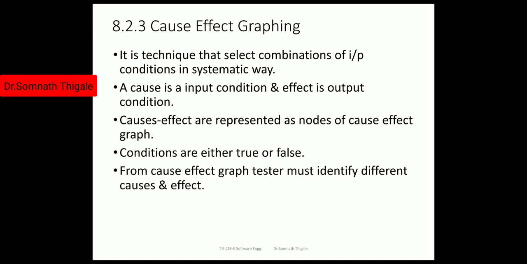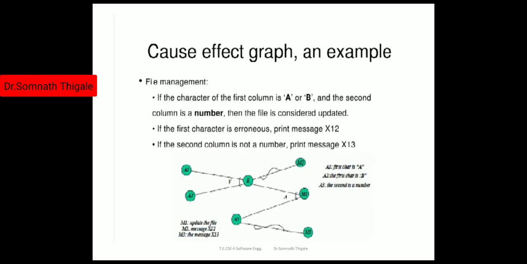Let's take a simple example. File management. If the first column character is A or B and the second column is a number, then the file is considered as updated. If the first character is erroneous, print the message X12, and if the second column is not a number, print the message X13. So simply we are calling this a simple cause effect graphing.